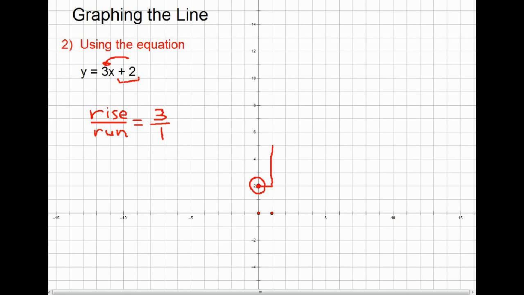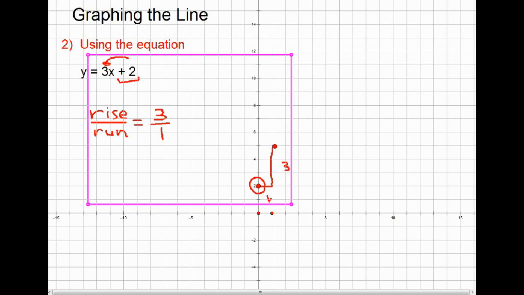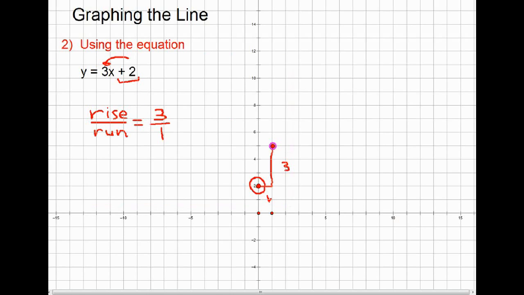You'll also notice that my scale here is counting in ones. So those squares there represent the value of 1. So that does show a run of 1 and a rise of 3. So the next point on my graph is here. And I can continue from that point. Again, I can show a run of 1 and a rise of 3. And we have another point on the graph. And if I keep going, let's do one more, a run of 1 and a rise of 3. And we've got our 4th point on the graph.